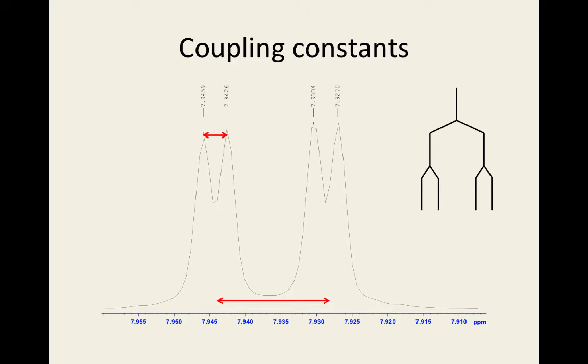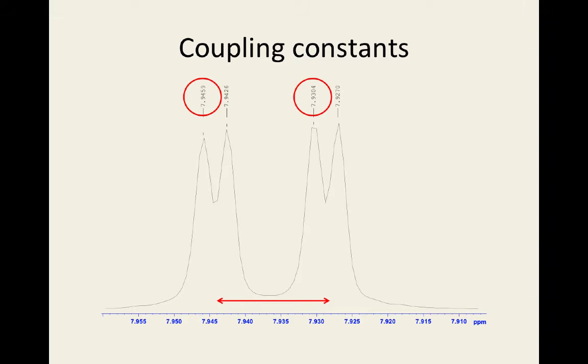Let's look at the large coupling constant first. Strictly speaking, the large coupling constant is the distance from the middle of one doublet to the middle of the other. However, to save some calculation steps, we can calculate the distance from the left-hand peak to the other left-hand peak. Or we could use the right-hand ones. We should get the same answer.